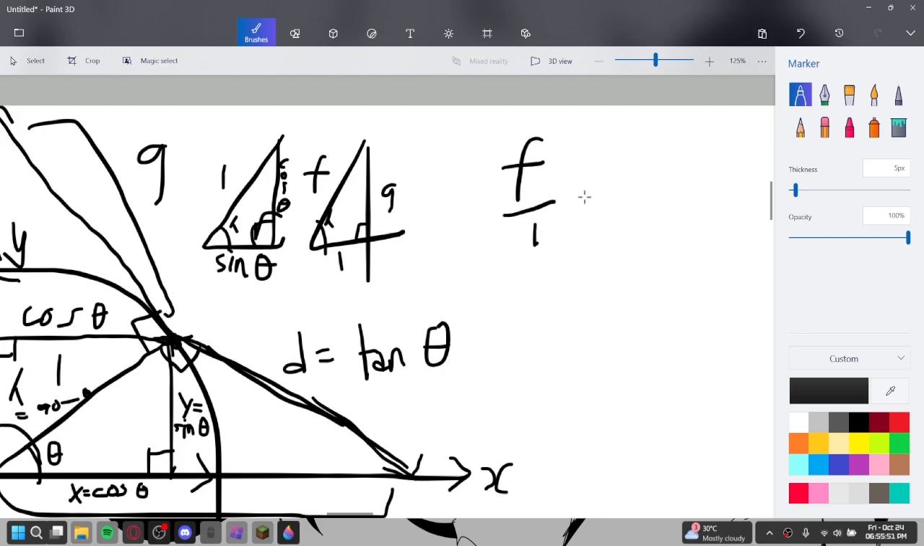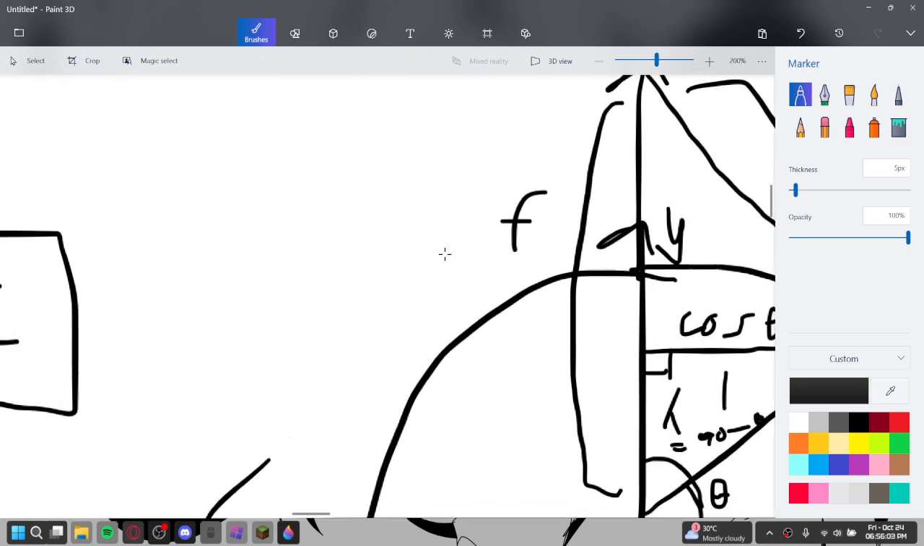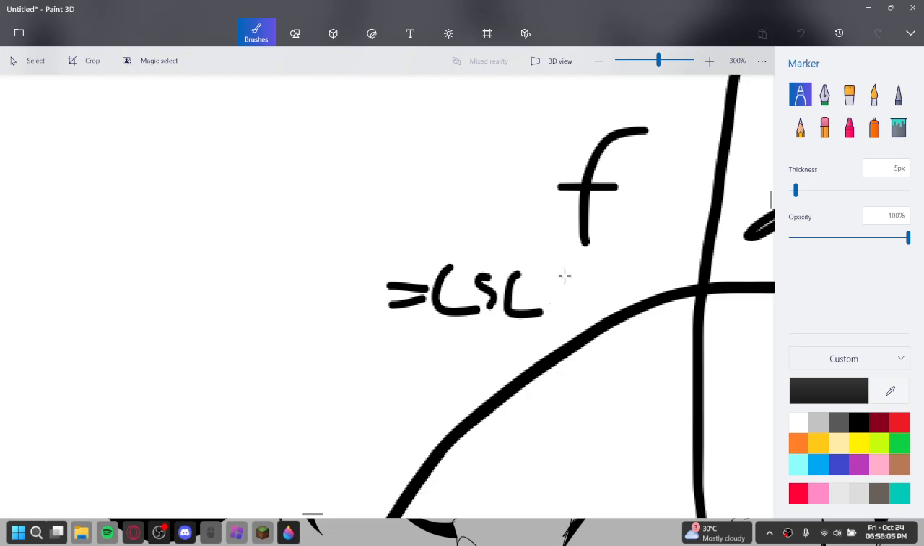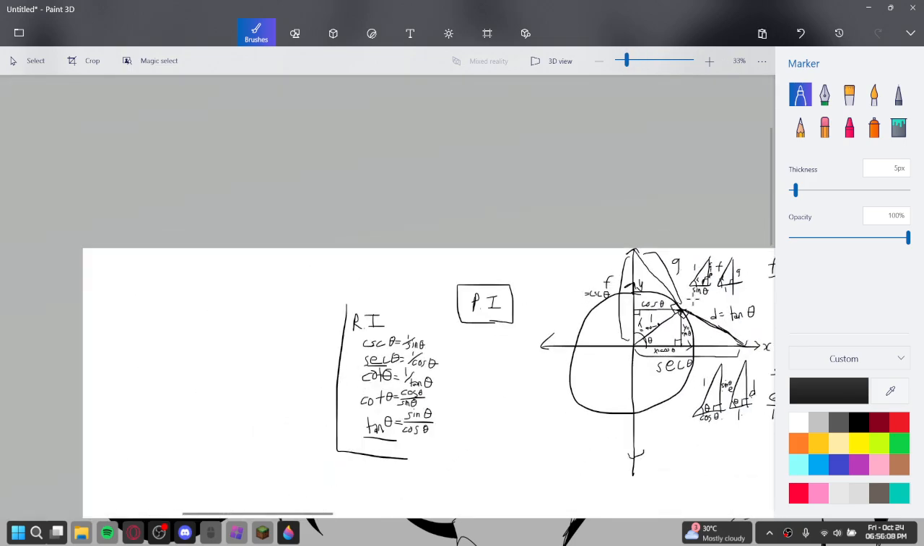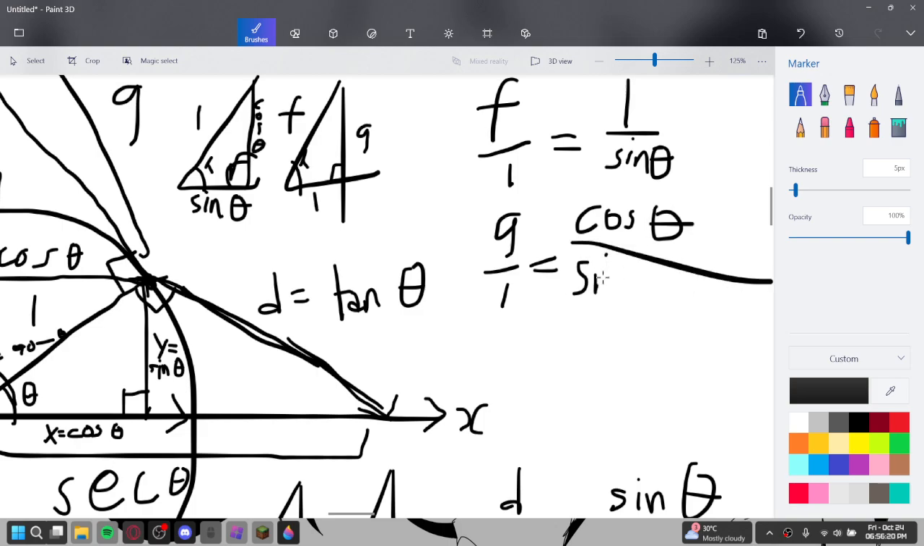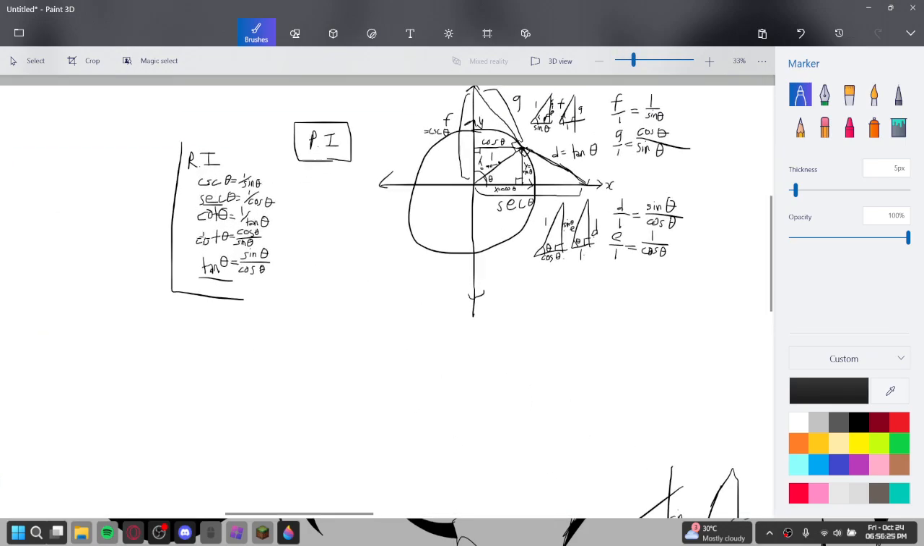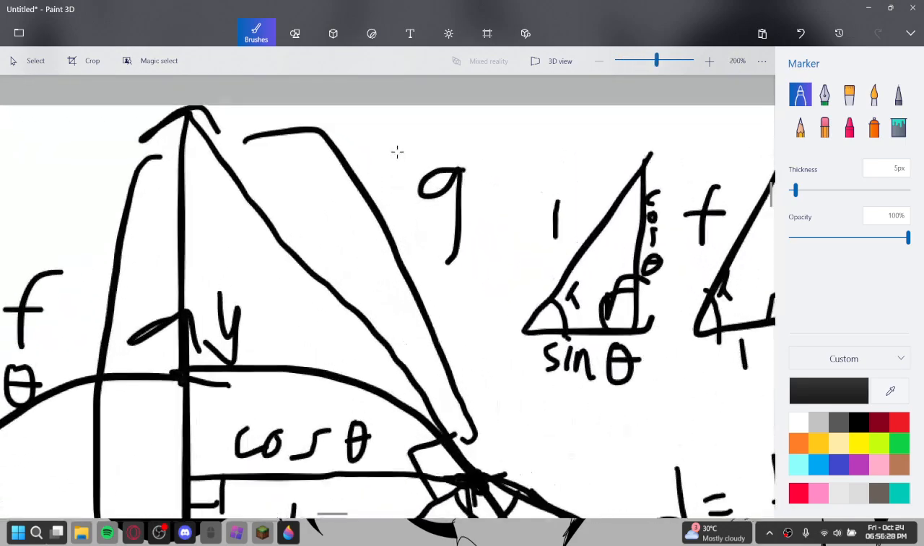F over 1 is equal to 1 over sine of theta, which is just equal to the cosecant of theta. So here we have cosecant of theta. And from length G, we can do the same thing with G. G over 1 is the same as cosine theta over sine of theta, which is just equal to the cotangent theta. This is cotangent of theta.